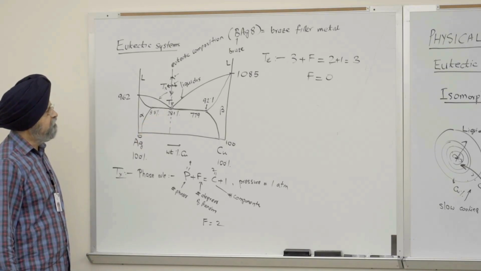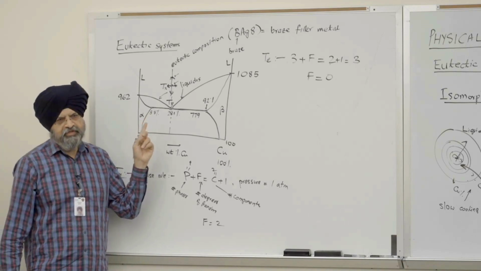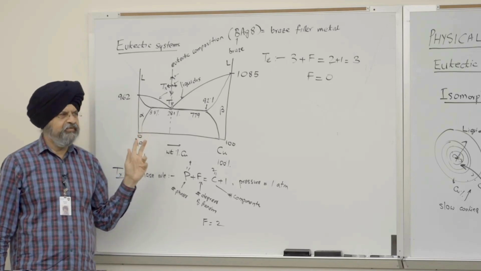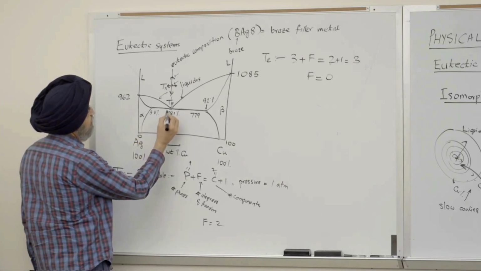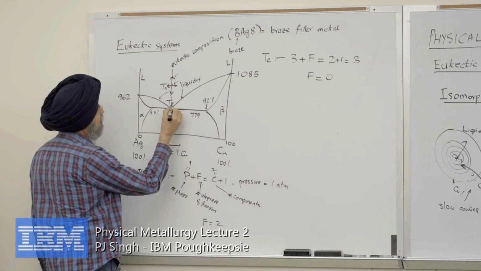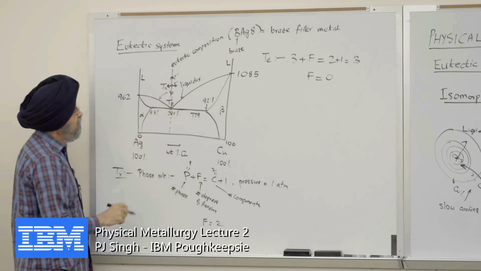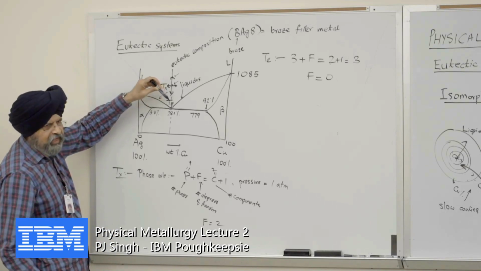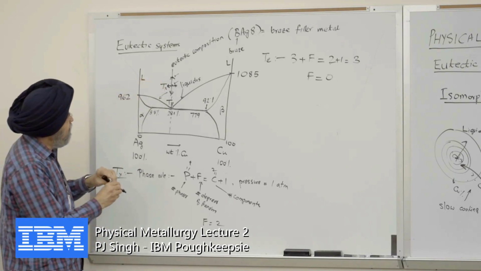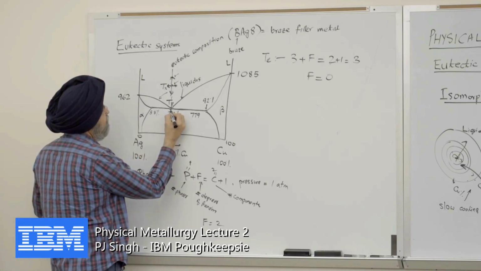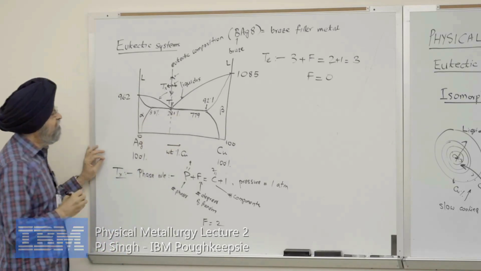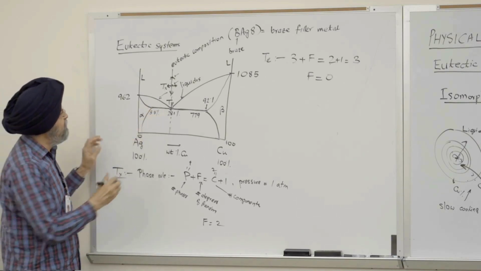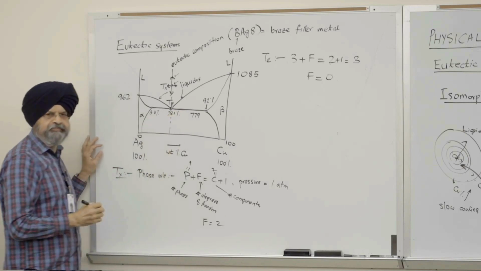So what does that mean? When I was a sophomore, this was a big struggle for me to understand. What is this degrees of freedom? Notice, if I change the temperature, I go up by 1 femto degrees centigrade, I get into the liquid phase. So now I only have 1 phase. If I go 1 femto degrees centigrade below, I get into alpha plus beta, I lost my liquid. So if I have to have 3 phases, I cannot change the temperature.